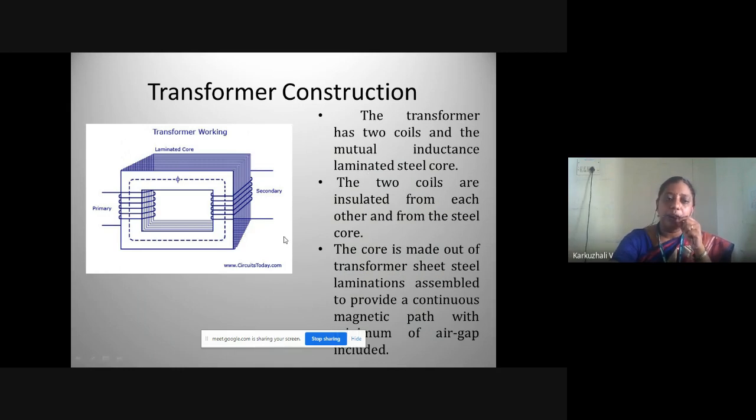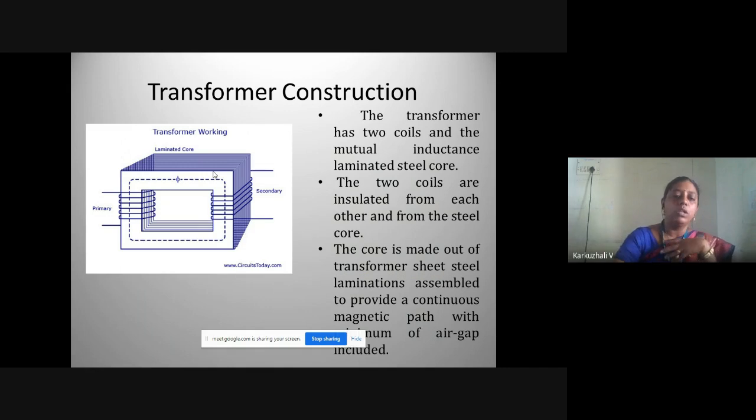So what does a transformer mainly consist of? It consists of two windings, the primary winding and the secondary winding as shown here. These are wound on a laminated core. Lamination is nothing but thin strips of iron sheets which are aligned together as shown in the PPT. You can see thin slices of sheets combined with one another to form a strong core.